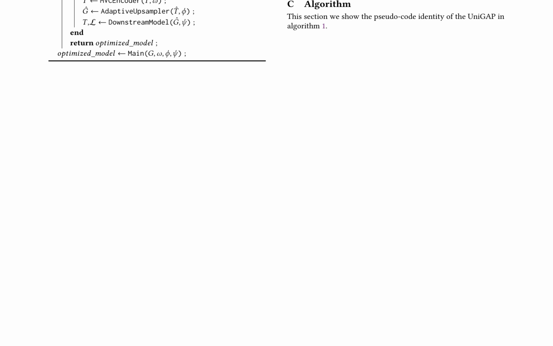The UniGAP algorithm's pseudocode is provided, highlighting the practical implementation of this novel approach. By leveraging the UniGAP algorithm, researchers can effectively address the issue of oversmoothing in node classification tasks, leading to improved model performance and accuracy.